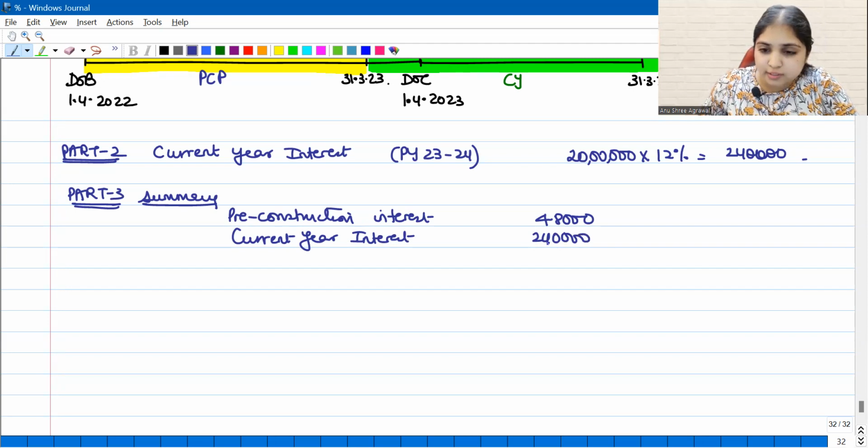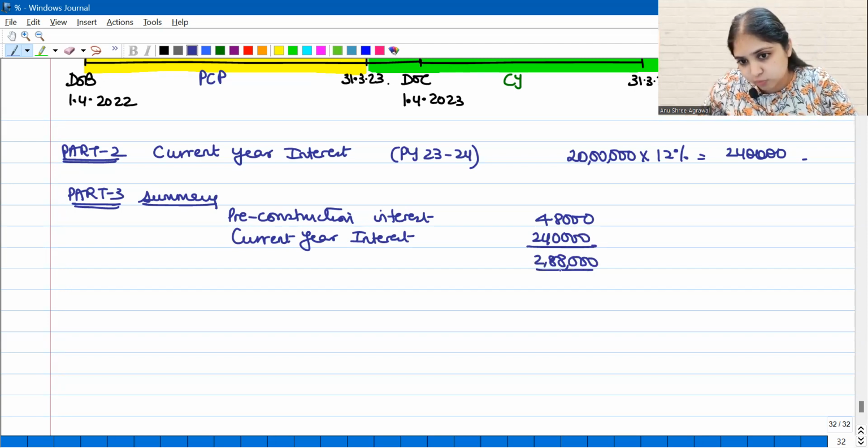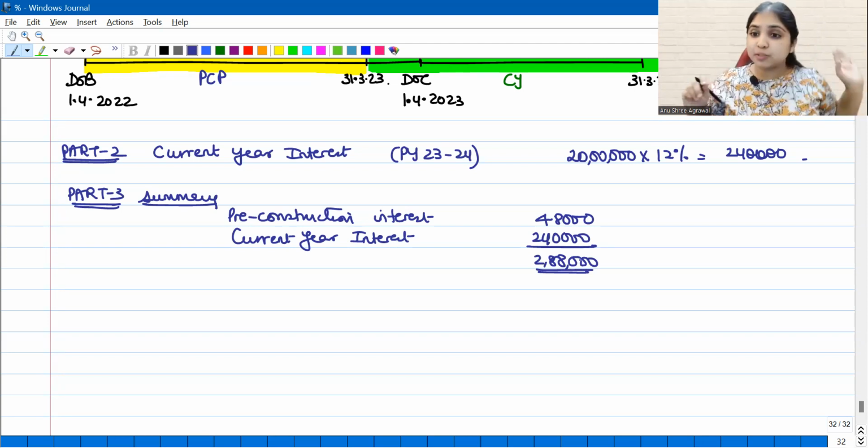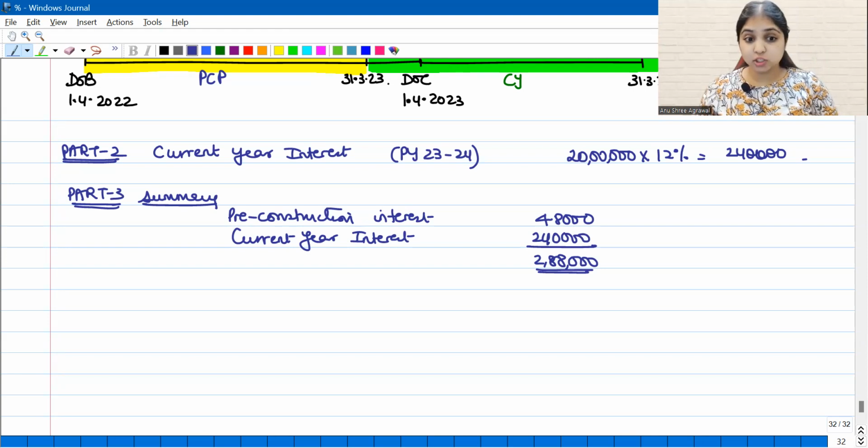2,40,000. So what is the total interest now? Total interest is 2,88,000. So can I take this number and put this number in my main answer as it is? Of course not. This is a self-occupied property. Mr. A, full property, self-occupied. No.